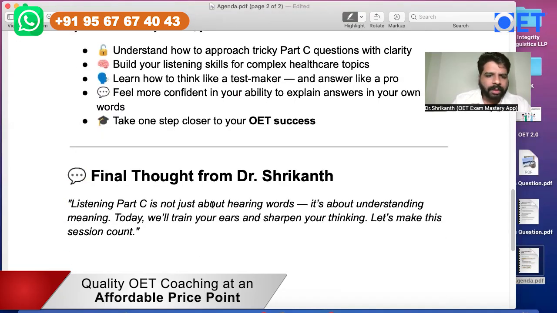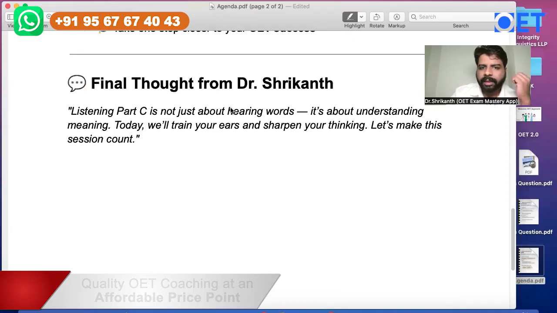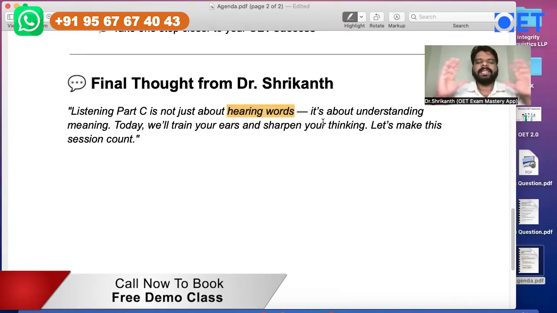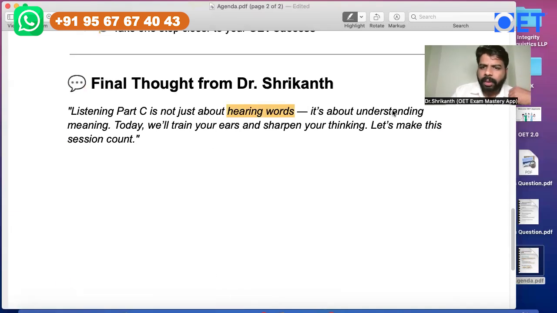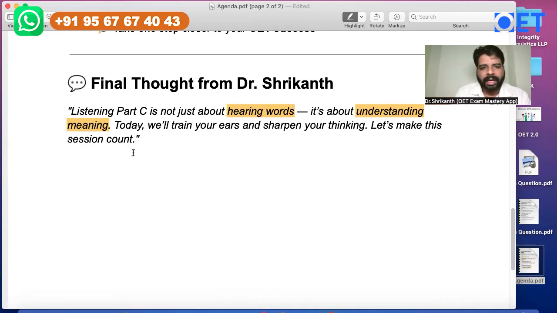Just one small tip here. Listening Part C is not about just hearing words. When we hear the word listening, everyone thinks, all I have to do is just listen, how difficult is it to listen? It is not simply hearing. It is also about understanding the meaning, from directly stated information and information which is not directly stated. You should be able to grasp the meaning.